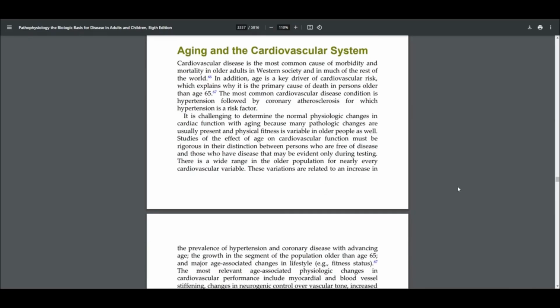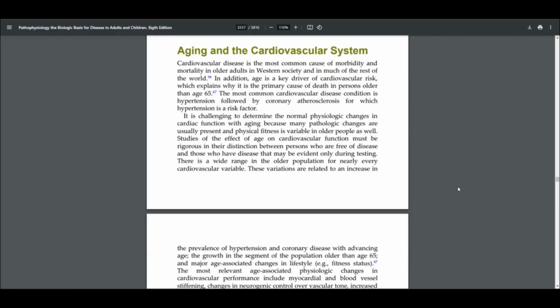That leaves us with aging in the cardiovascular system. Cardiovascular disease is the most common cause of morbidity and mortality in older adults in Western society and in much of the rest of the world. In addition, age is a key driver of cardiovascular risk, which explains why it is the primary cause of death in persons older than the age of 65. The most common cardiovascular disease condition is hypertension, followed by coronary atherosclerosis, for which hypertension is a risk factor.